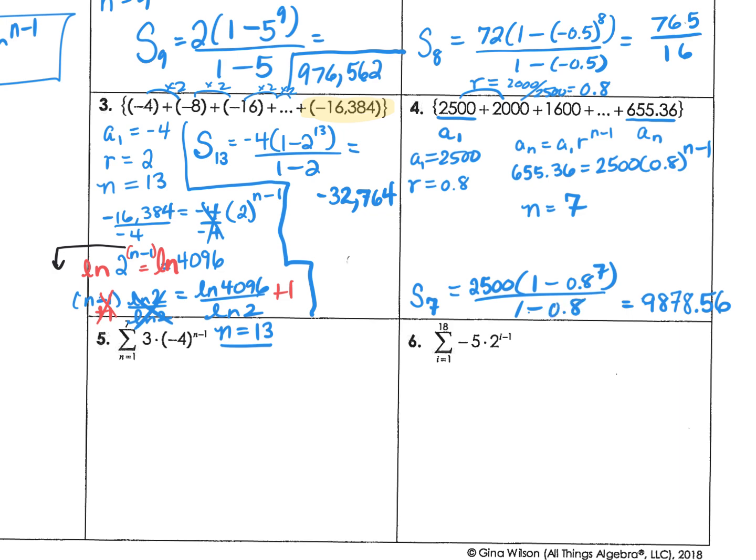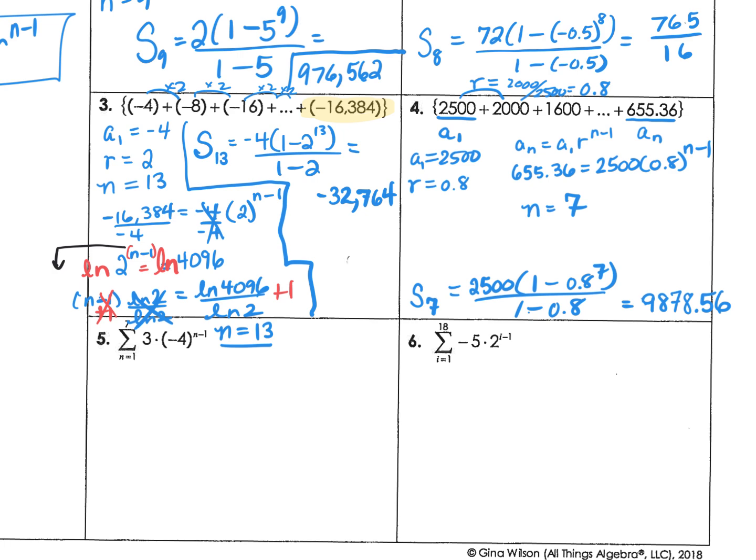Should have got n equals 7. And then moved on to plug into the formula and bang, you get your answer. Now for 5 and 6, they are just calculator problems.